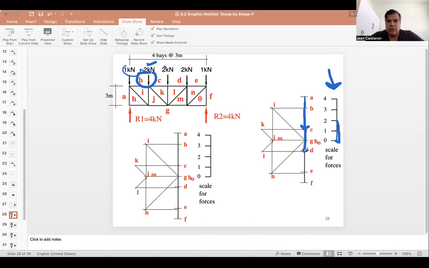I go with the next one. Okay? 2 units. I discover what is E. And finally, I do the last one, EF. That is this one of 1 kilonewton. I go down 1 kilonewton.